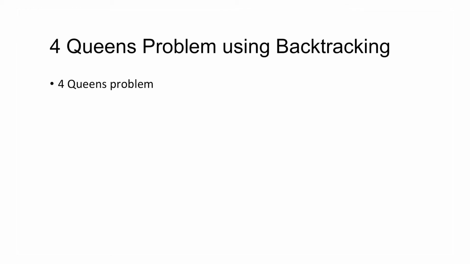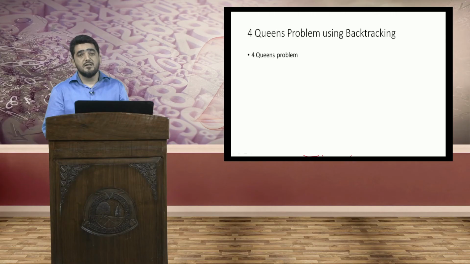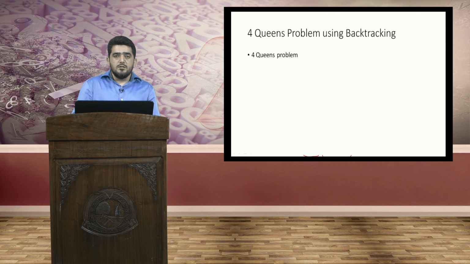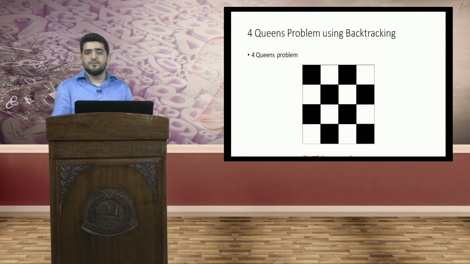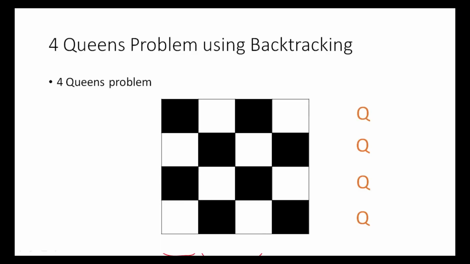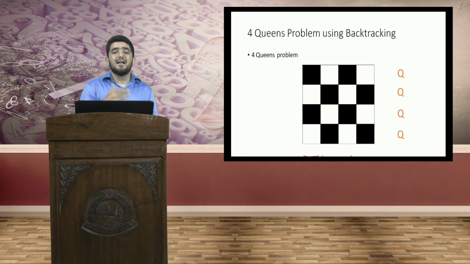Now we'll consider one of the standard problems that is often used to illustrate backtracking, and this problem is known as the 4 queens problem. So what is this 4 queens problem? Basically, we are given a 4 cross 4 chessboard, and we are given 4 queens. We need to make our own choices as to where we place the queens, but the constraint here is that no 2 queens should be attacking.